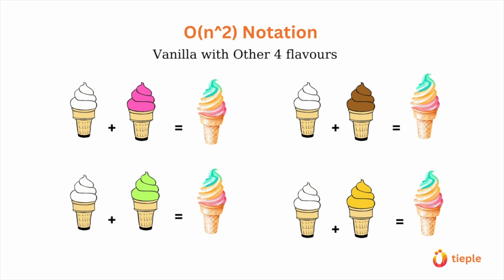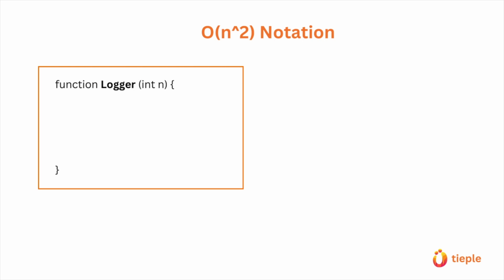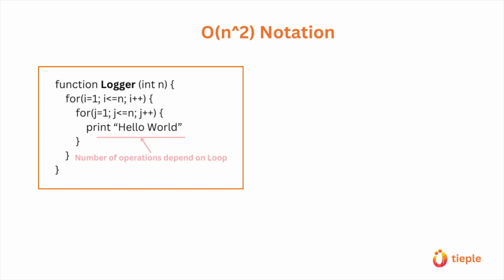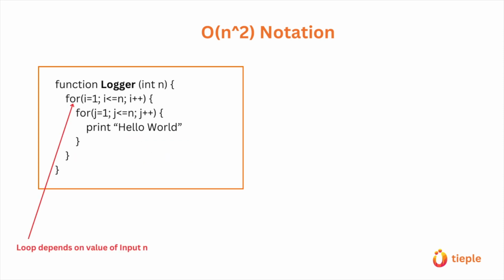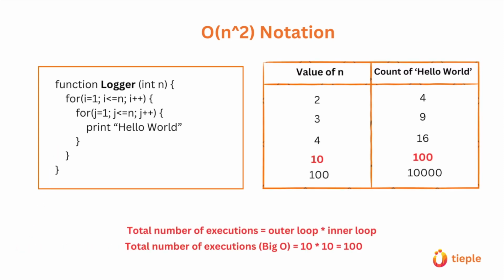Now, similarly, think about a nested loop function called logger. It takes a number, let's say n, and goes through loops to print numbers. The print statement runs as many times as the nested loop runs, and the nested loop depends on the number n, which is taken as the input. If n is 10, it's like an outer loop running 10 times and an inner loop running 10 times for each run of the outer loop. Thus, the print statement is executed 100 times.